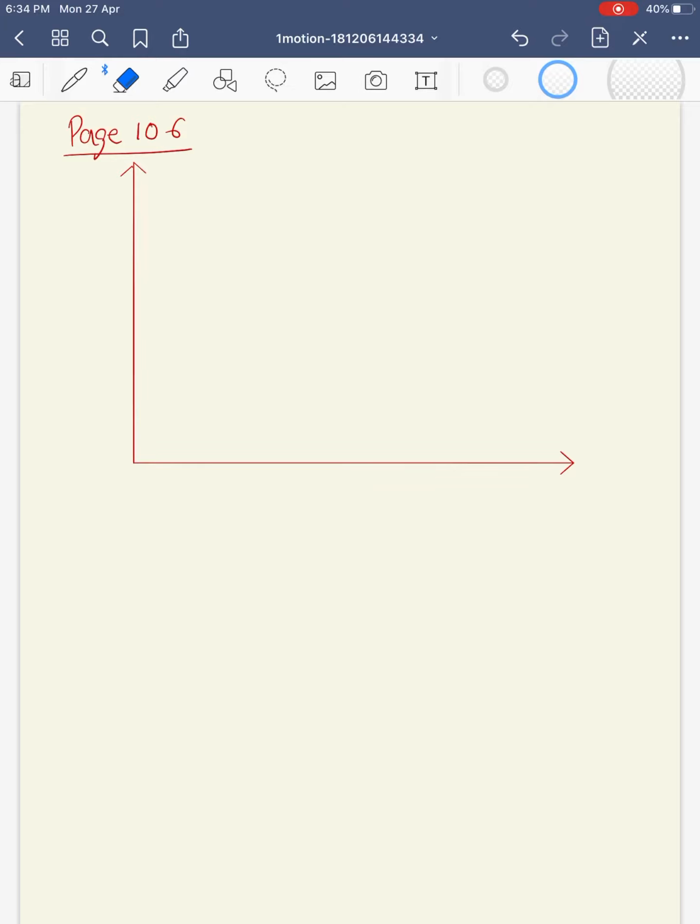I am taking the second graph, the same one as shown in your book on page 106. This is the case of an object which is undergoing uniform acceleration. So for that they have taken velocity time graph. Okay, time and velocity on this axis. They say that it is a straight line. It is a straight line showing that this is the case of uniform acceleration because the velocity is increasing by equal amount in equal interval.